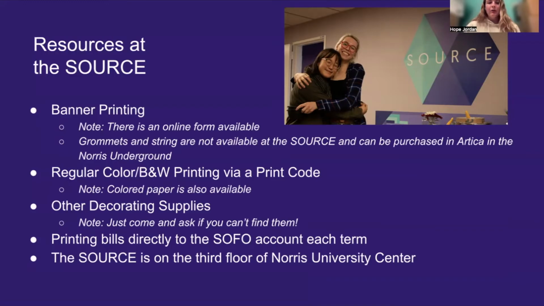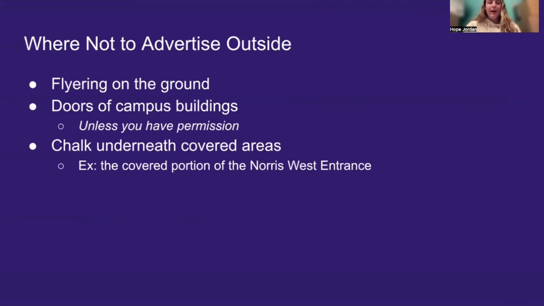Any printing bills will be directed to your organization's SOFO account. And just a reminder that the source is on the third floor of Norris, and it's right in the back near the Daily.